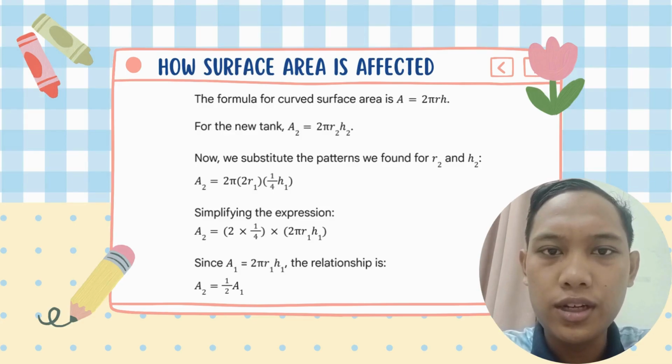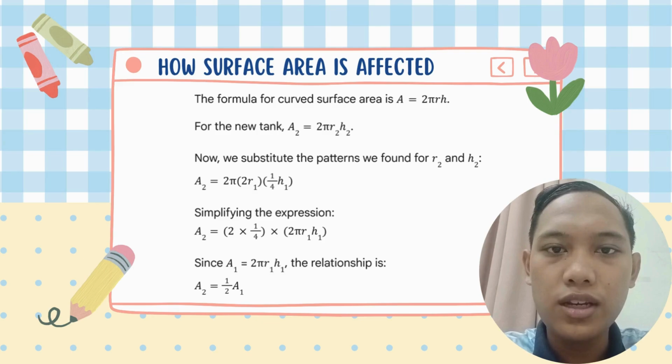Now that we know the relationships for the height, let's find the pattern for the curved surface area. The formula for the curved surface area is A equals pi R H. For our new tank, the area A2 is equal to 2 pi R2 H2. We already found the pattern for R2 and H2. We know R2 equals 2 R1 and H2 is 1 over 4 H1. Let's substitute this into the area formula.